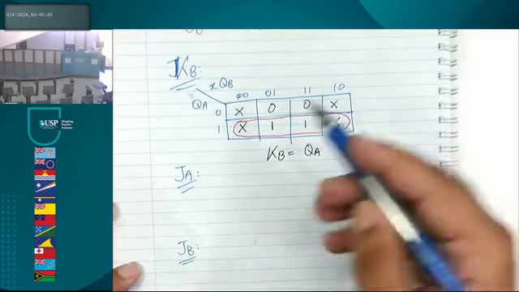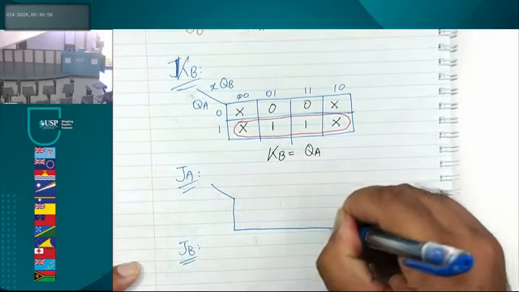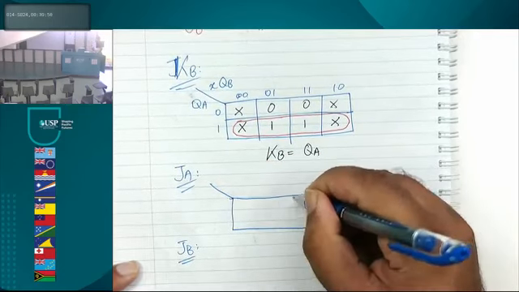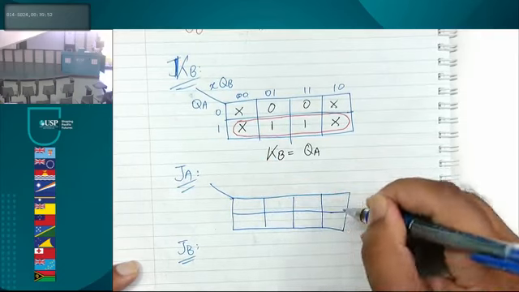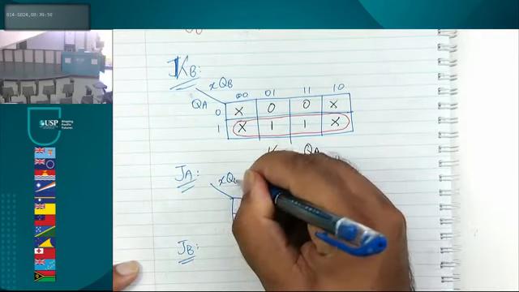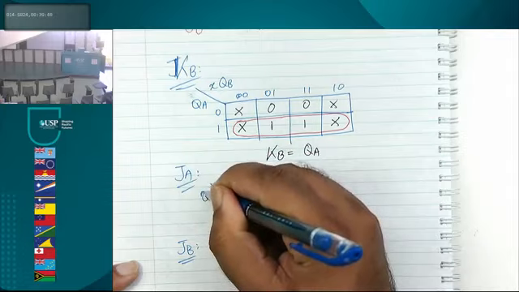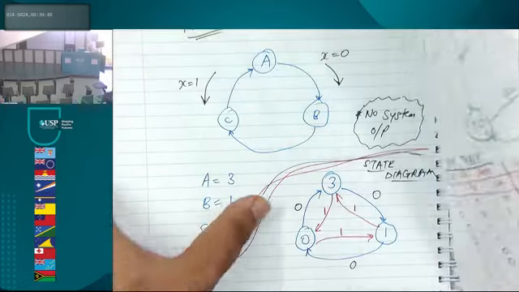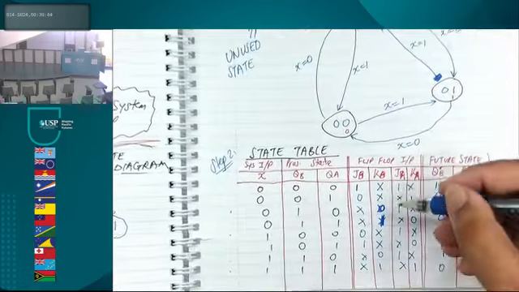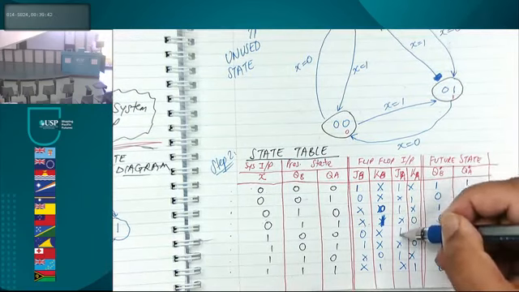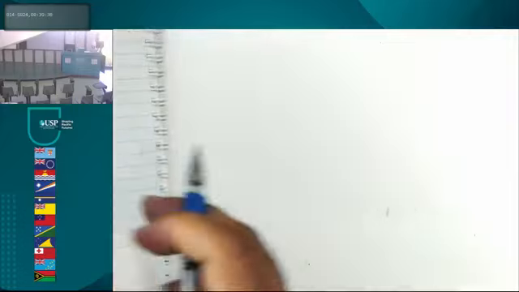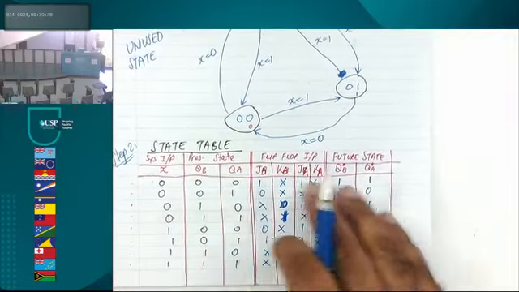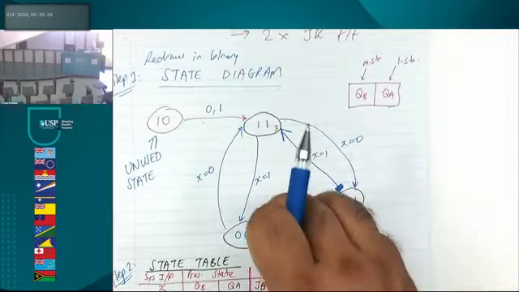Let's do a Karnaugh map for JA. It's 1x, 1x, 1x, 1x, right? So by now, what are we doing, guys? You develop the state table. Where did the state table come from?